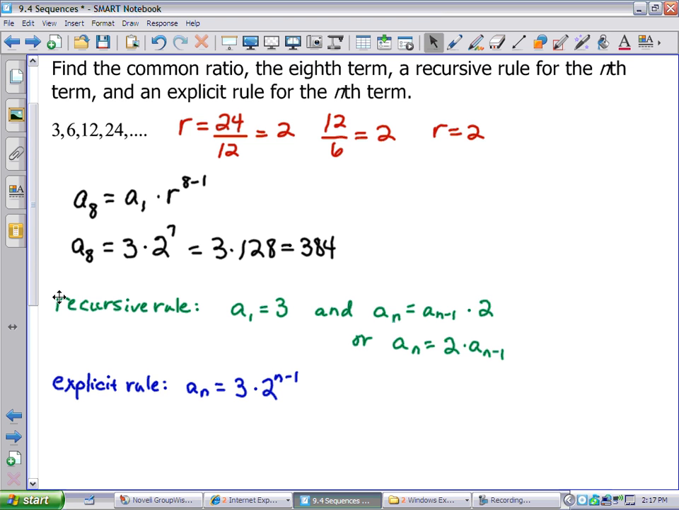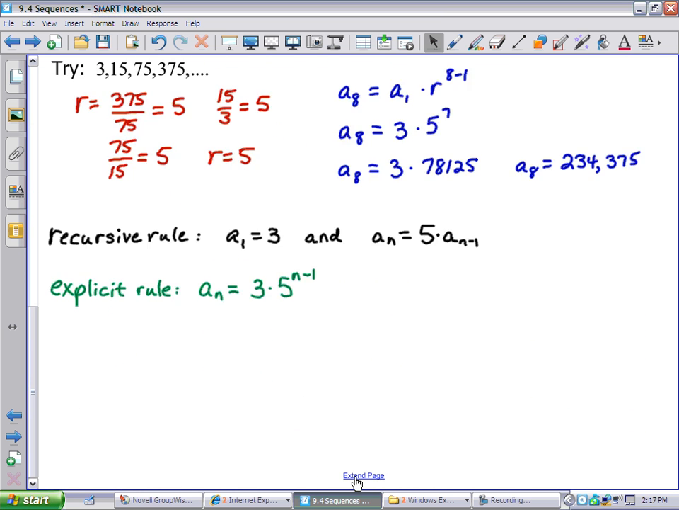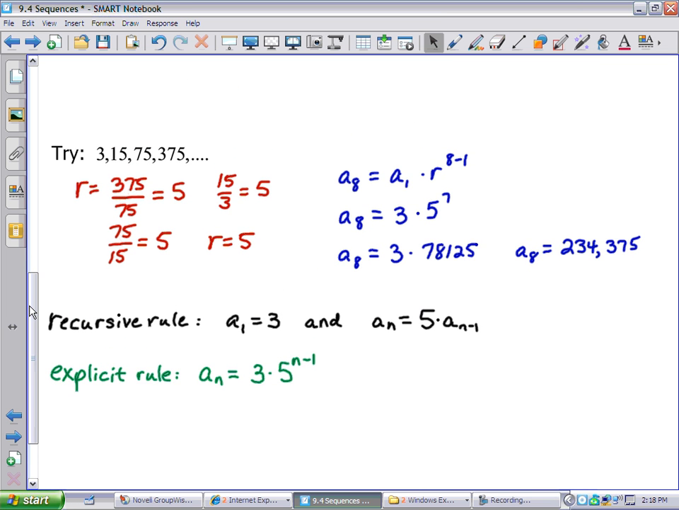Go ahead and pause the video for a moment and try the problem at the bottom with 3, 15, 75, and 375. And when you're done, unpause the video to see if you've done this correctly. This concludes the videos for geometric sequences.